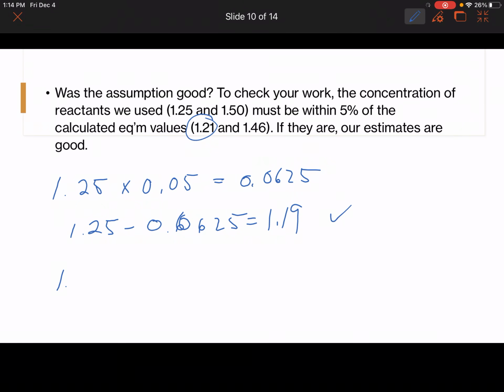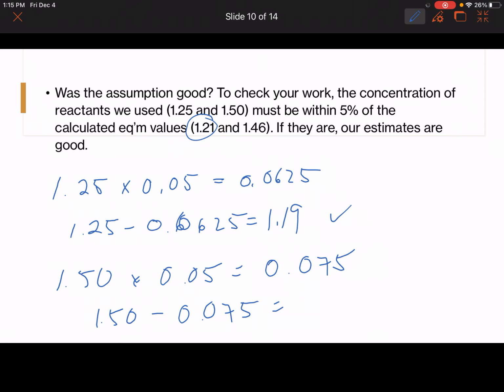And we can do the same thing with our 1.50. If we multiply it by 0.05, we get an answer of... I'm just looking at my math here. Maybe I didn't work this one out. No, I didn't. 1.5 times 0.05, and I get 0.075. So then 1.50 minus 0.075 is 1.425. And it's within the range too, so that tells me that my data is good.